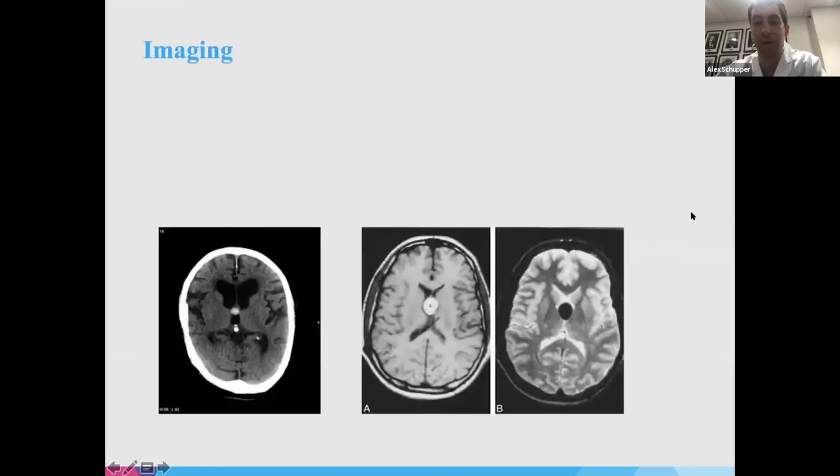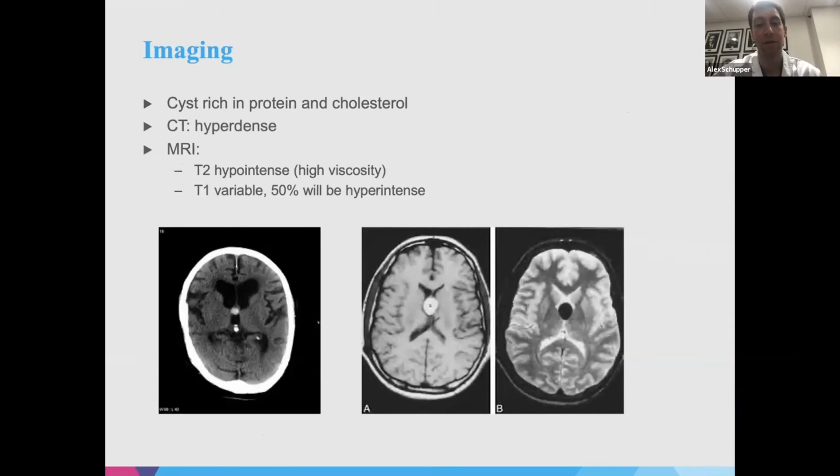So in terms of imaging, Will did a great job earlier describing it. The reason that we see this hyperdensity on CT is because this is a cyst very rich in protein and cholesterol. On MRI, it's often hypointense, it's pretty much always hypointense on T2. This is due to the high viscosity of the cyst material. And it can actually be variable on T1. Some radiology studies show that about half the time it'll actually be hyperintense on T1.